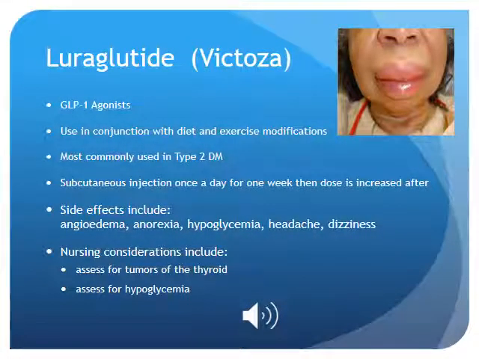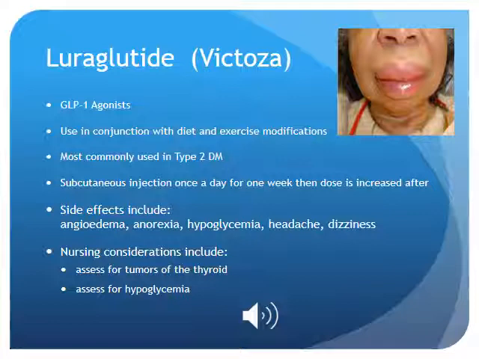Liraglutide, also known as Victoza, is a GLP-1 agonist, meaning that it acts on the beta cells to increase insulin release and decreases glucagon release. It slows GI absorption and decreases appetite. It's used in conjunction with diet and exercise modifications for adults with type 2 diabetes.